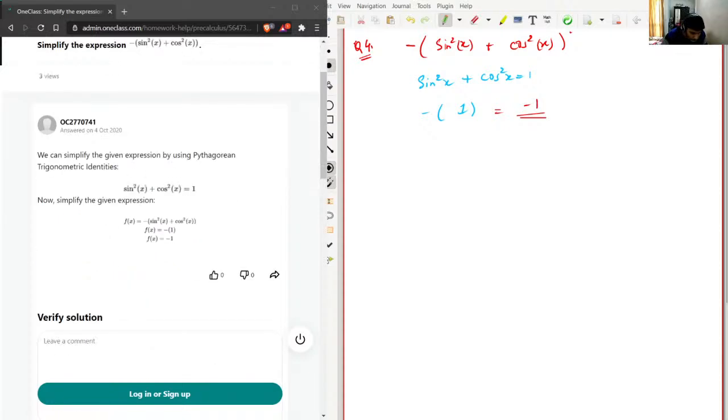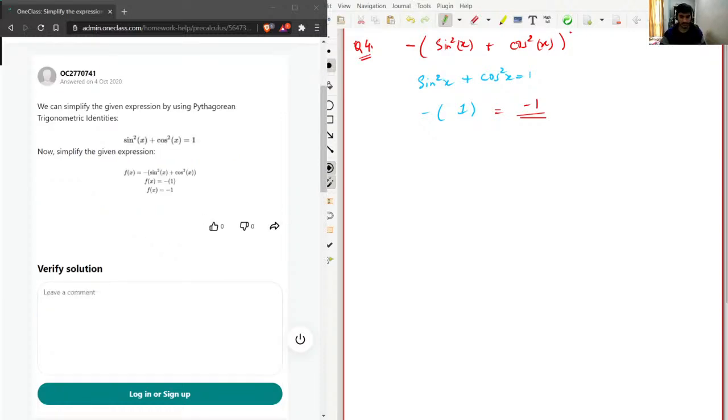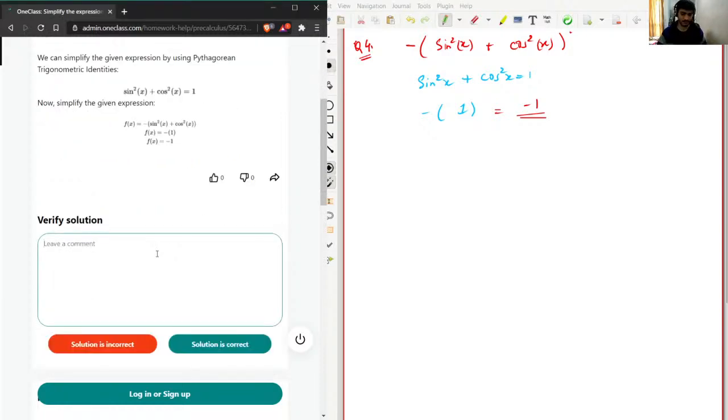So again, we can simplify the given expression by using Pythagorean trigonometric identities. See, the last question took a lot of time, and this one took maybe a minute. So the correct solution is given here. Nice work.